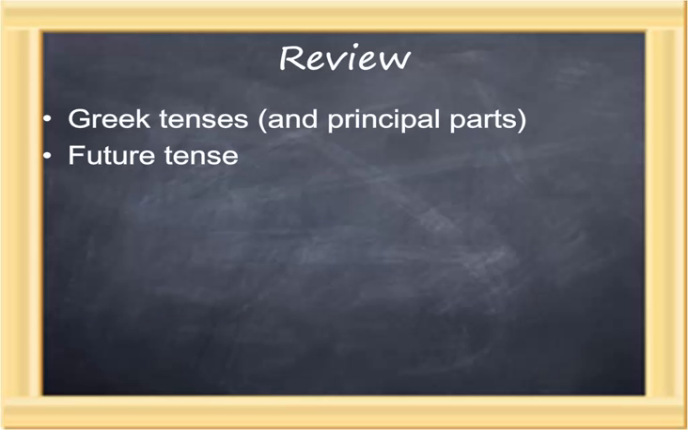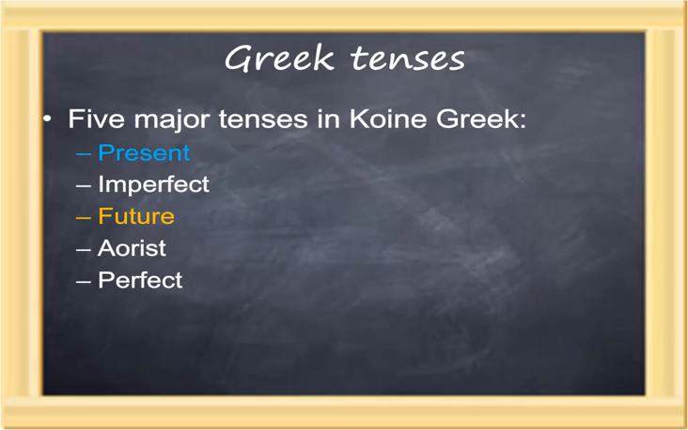We begin with a review of the Greek tenses and the future tense from our last lesson. As I hope you recall, there are 5 major tenses in Koine Greek: the present, the imperfect, the future, the aorist, and the perfect. Tenses in Greek carry more of the connotation of aspect, type of action, than time. So far in this course, we've looked at the present and the future tenses.